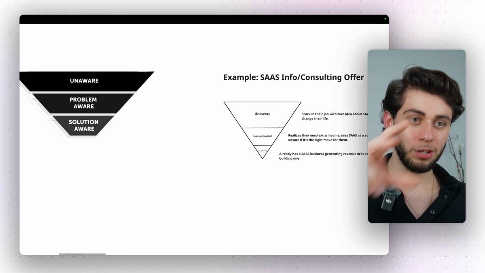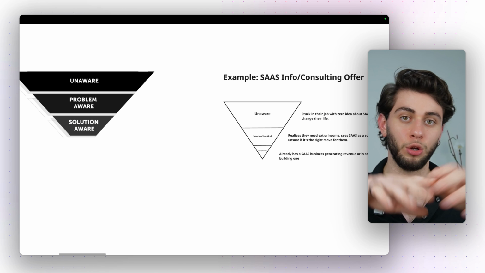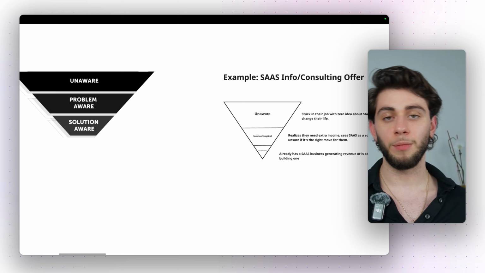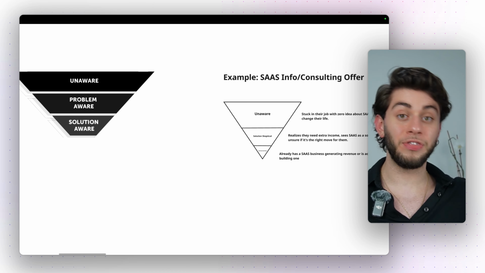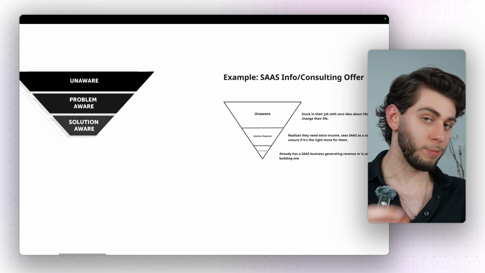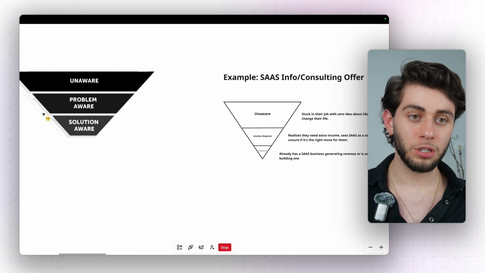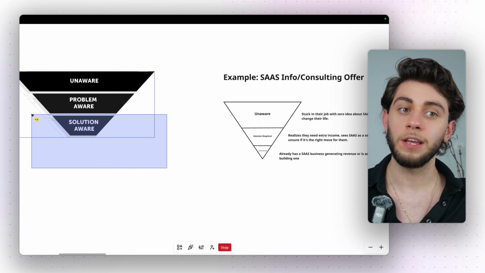So there are multiple solutions of fixing the problem of making more money, which is multiple business models, and you have to sell them on SaaS being the best one out of all of them, and then you have to sell them that you're the right person to teach them SaaS. A more difficult sale than to just go for somebody who's already solution aware.